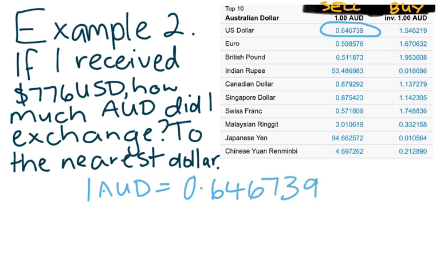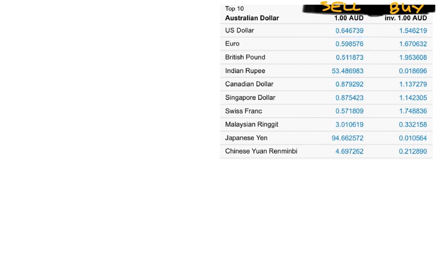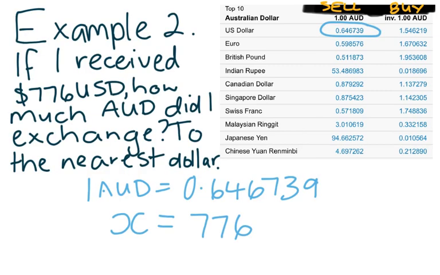0.646739 US. But this time we know that we have been given 776 US dollars, and we need to know how many Australian dollars we exchanged. So we write our statement, 1 equals the rate and X equals $776. Now, the same thing applies. We have the unknown on the top and on the left. So when I write my statement this time, I'm going to have X over 1, because that's the Australian side, and I've put the X on the top and on the left. And then for the US dollars, I need to use the same proportion. So I'm going to put the bottom over the top.